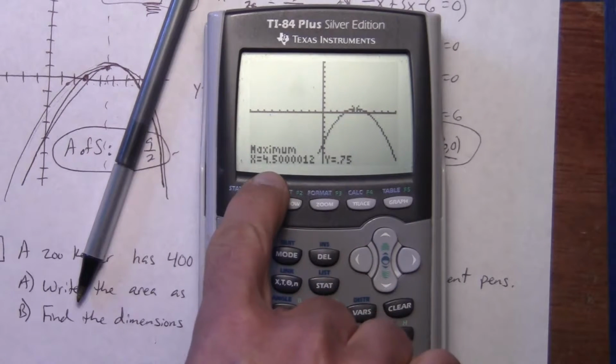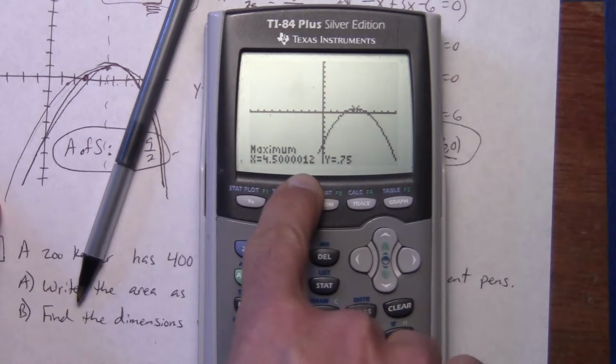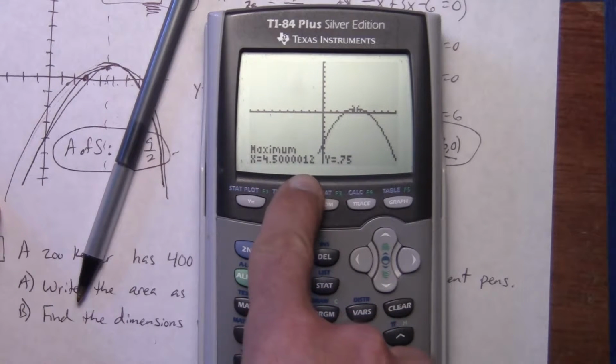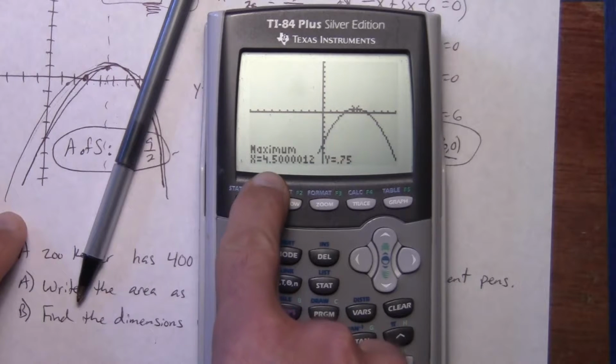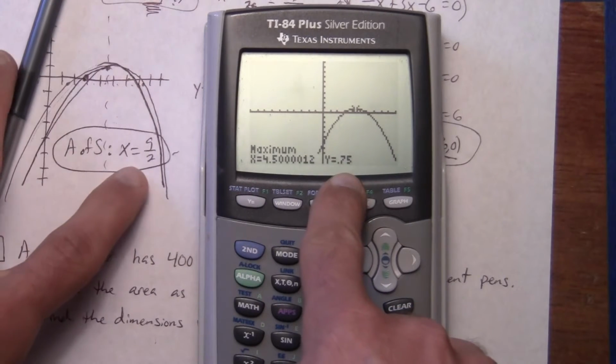And you can see it's 4.5. Now it's actually 4.5 or 9 halves. The calculator will do some weird things like this, so don't be thrown off by that. It is definitely 9 halves or 4.5 and 0.75 or 3/4. I prefer that you actually write the fractions, please.